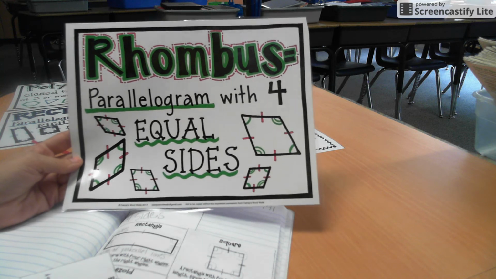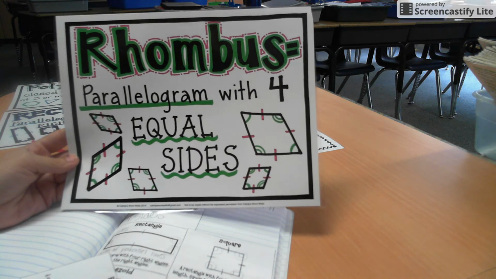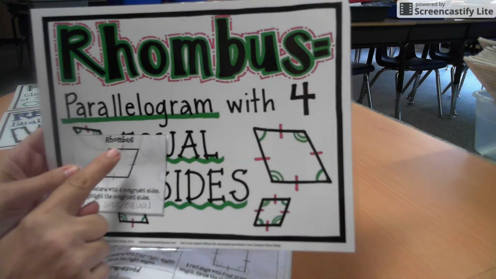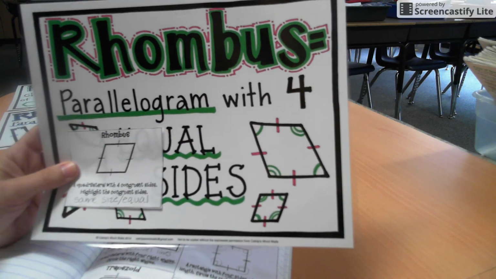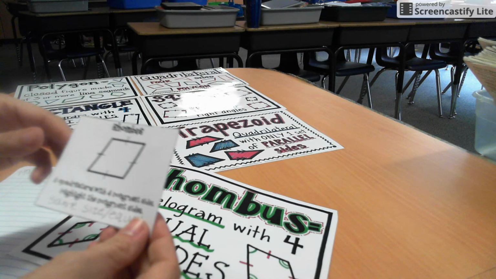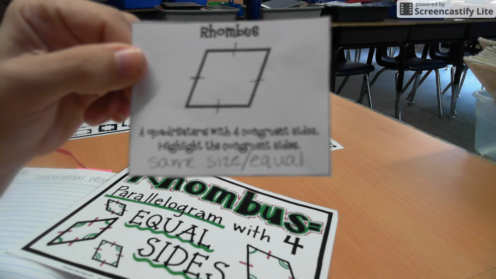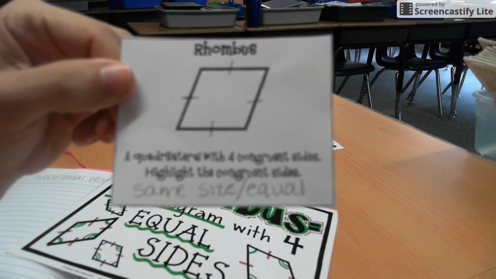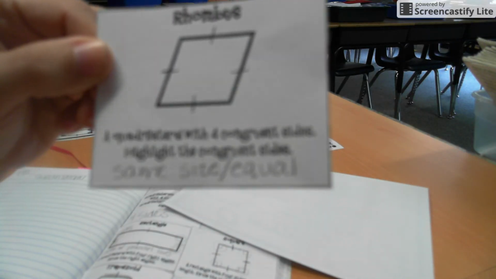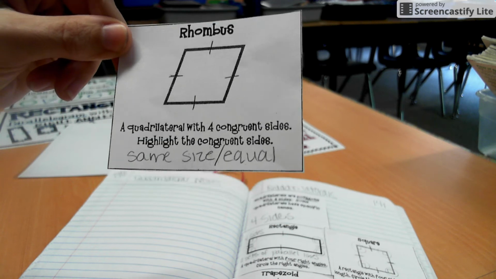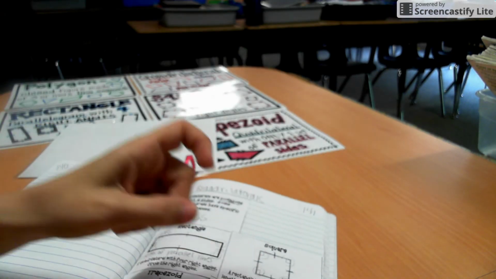All right, the next one we're going to talk about is a rhombus. That is a parallelogram with 4 equal sides. So it has parallel sides. The top is parallel to the bottom, the left is parallel to the right, and it says equal sides. So it is a quadrilateral. It has 4 sides, and they're congruent. And congruent just means same size. So they are the same size. They are equal. So go ahead and make your lines and your note. All right, so we're going to glue our rhombus down next to our trapezoid in our notebook.